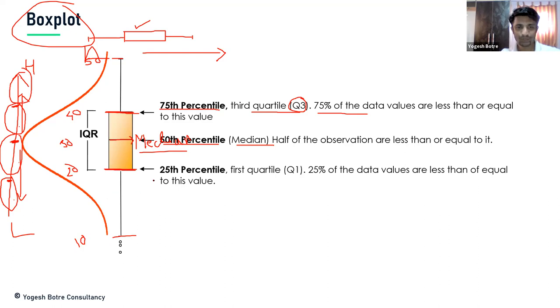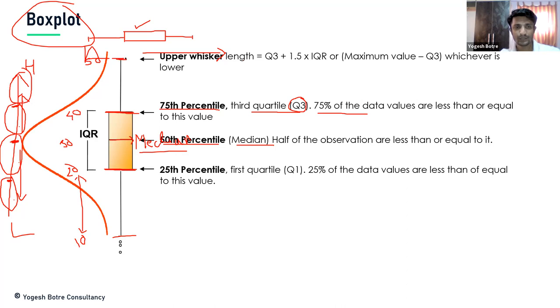So when I say 25th percentile, that means from the range of 10 to 20, I have 25% of data points. In the range of 20 to 30, I have another 25%. In the range of 30 to 40, I have another 25%, and from 40 to 50, I have another 25%. This line at the upper end is called the upper whisker, and there is a length associated with that.